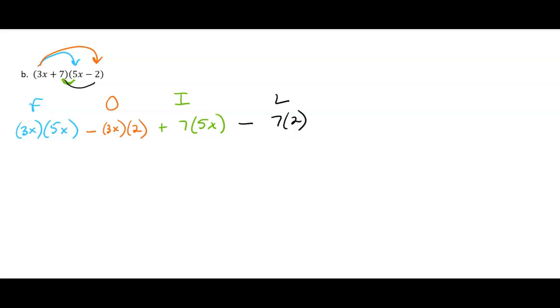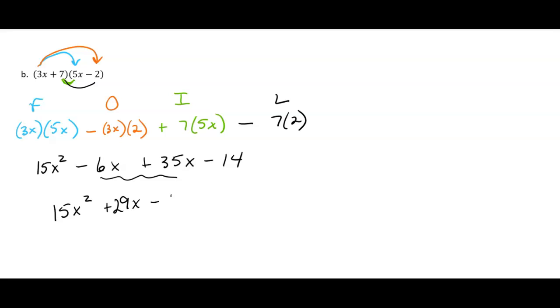Okay, now I can multiply all those little monomial multiplications here. So I'm going to get 15x squared minus 6x plus 35x minus 14. And then a lot of times, not always, but a lot of times these two terms in the middle, the O and the I, will be like terms, and we can combine them. So negative 6 and 35 is what, 29? 29x minus 14.